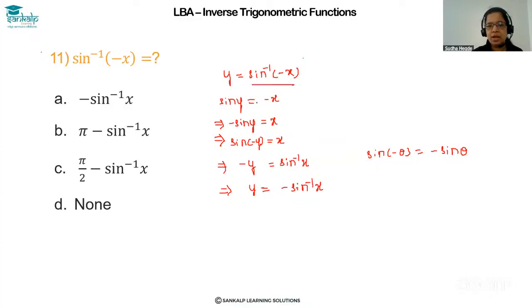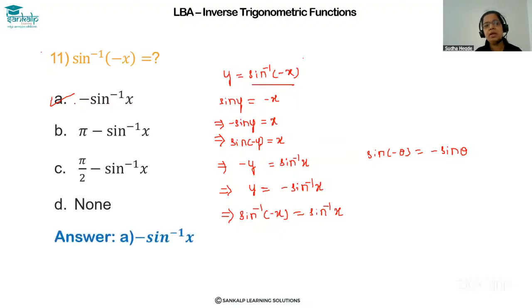So what is y? Here you have taken y as sine inverse minus x. This implies sine inverse minus x is equal to minus sine inverse x. Got it right? So very simple, usual method. You have to assign sine inverse minus x as y. Then rearrangement. Therefore, check the options. Option A, minus sine inverse x is the correct answer.